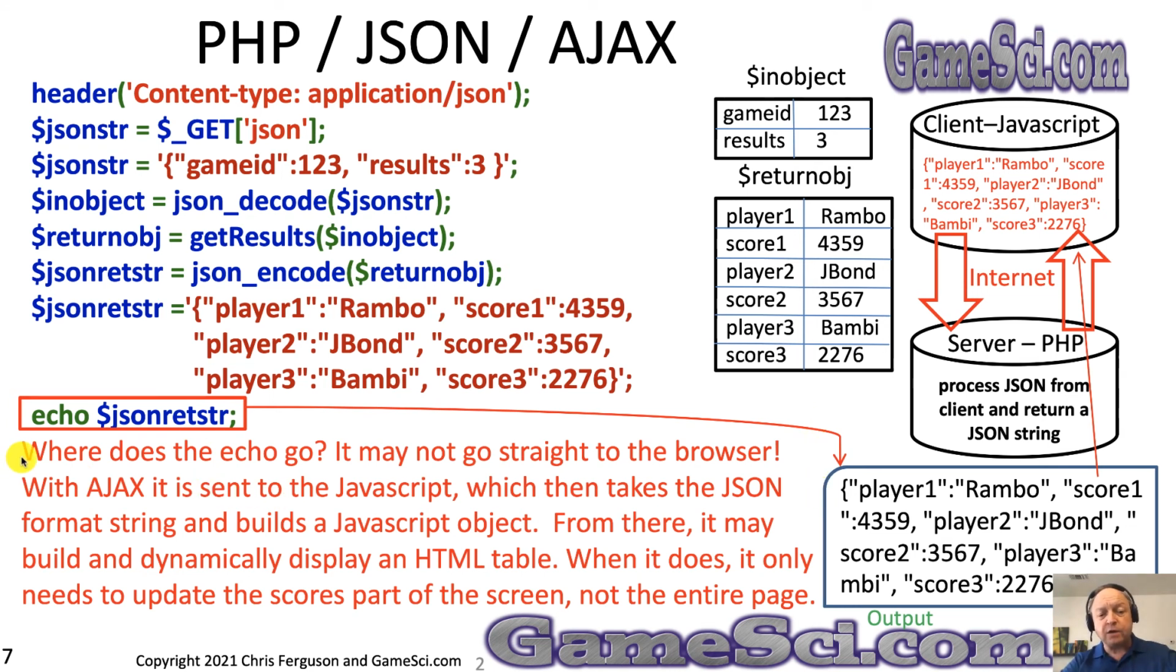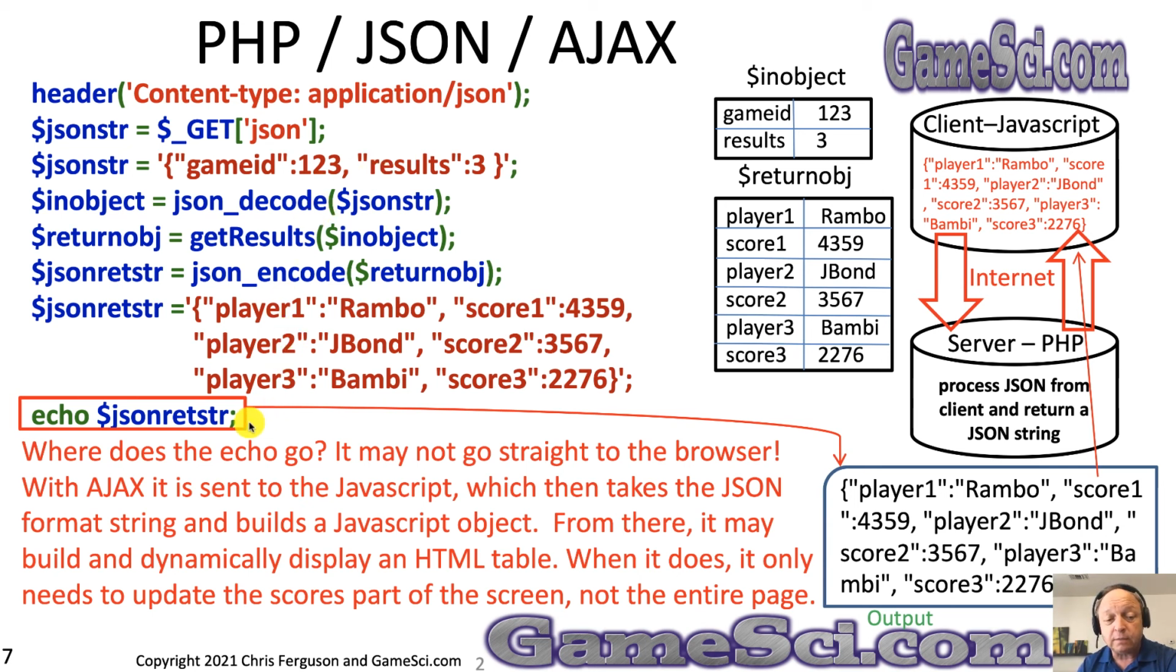Where does the echo go? It may not go straight to the browser. With AJAX, it is sent to the JavaScript, which then takes the JSON format string and builds its JavaScript object. From there, it may build and dynamically display an HTML table. When it does, it only needs to update the scores part of the screen, not the entire page.